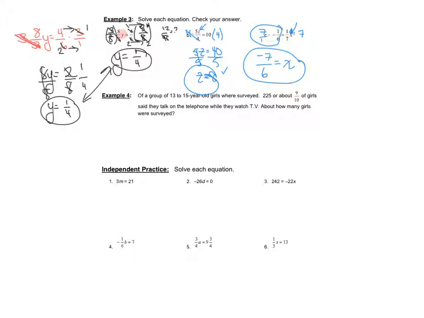Okay, on to example 4. I just edited that. A group of 13 to 15-year-old girls were surveyed. 225, or about 9/10 of the girls, said they talk on the telephone while they watch TV. About how many girls were surveyed? Well, key words here. The word of means to multiply, so let's keep that in mind. Let's say that x represents the amount of girls surveyed, the total amount. And let's see, we have got 9/10 of the girls that were surveyed.